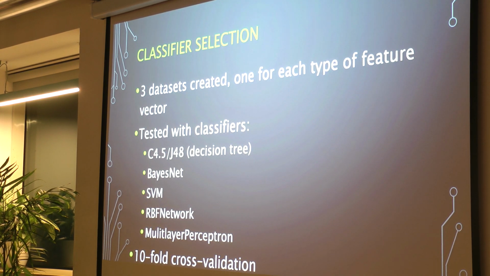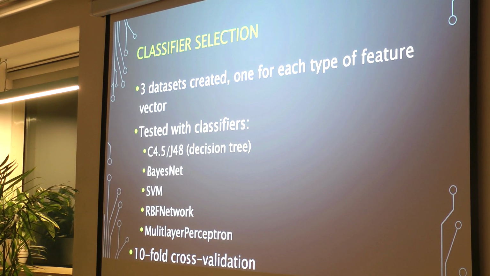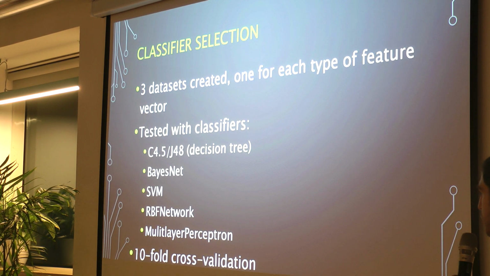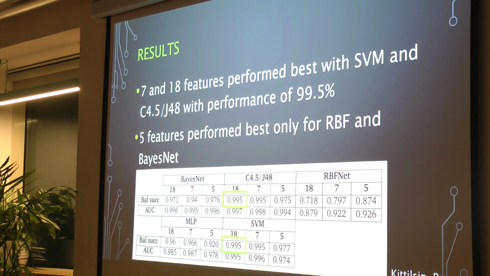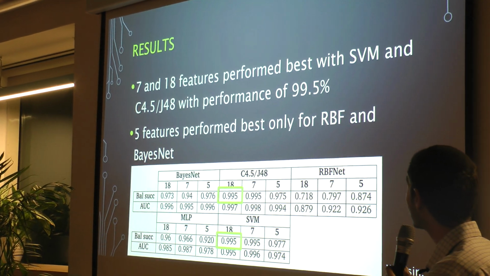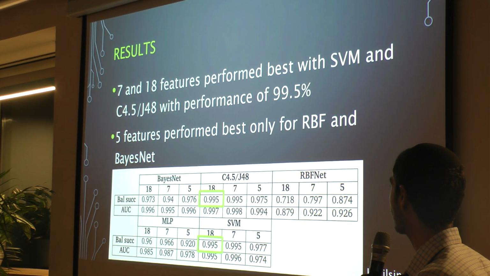With all 3 data sets created, one for each different type of feature vector, they were tested with 5 different classifiers: a decision tree, a BayesNet, SVM, RBF network, and a multi-layer perceptron, all with 10-fold cross-validation. The results were stunning. The 7 and 18 features performed best with SVM and the random tree with a 99.5% accuracy.